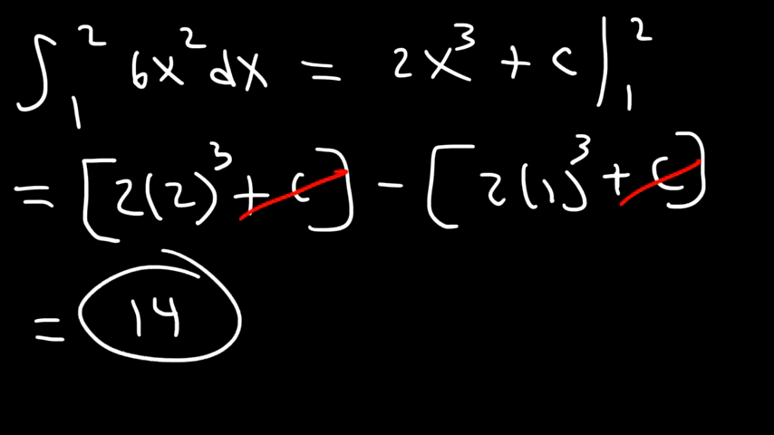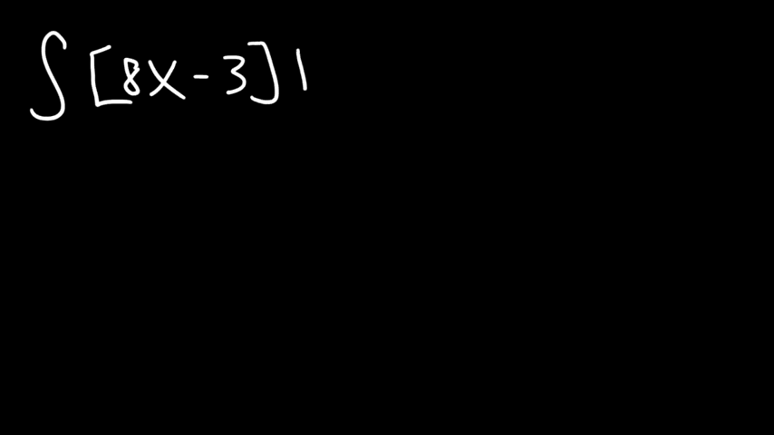Thus, when dealing with definite integrals, it's not necessary to add the constant of integration. You could just ignore it. Go ahead and try this one. Let's say we have 8x minus 3 dx, and we wish to evaluate it from, let's say, 2 to 3. Go ahead and find the value of that definite integral.